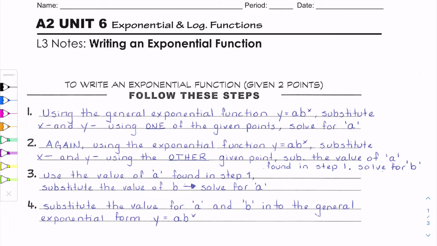Today we're learning how to write an exponential function given 2 points. And before I start reading through the steps, I just want to remind everyone of one of the important exponent skills, which is the negative exponent.